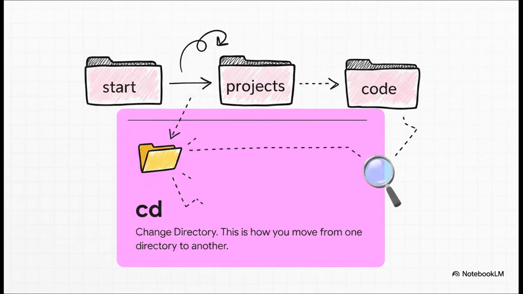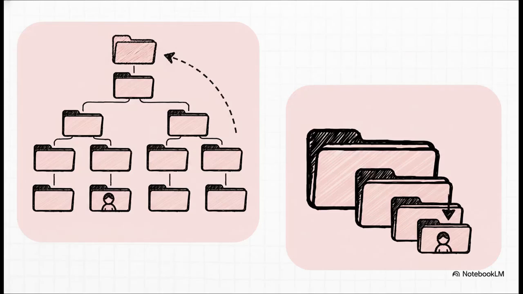Your main way of getting around is the cd command, which stands for Change Directory. It's super simple. You just type cd, then the name of the directory you want to go to, and bam, you've moved. And you're going to want to remember these two shortcuts. They're incredibly useful. To go straight to your personal home directory from anywhere, you use that little tilde symbol. And to move up one level back to the folder that contains your current one, you just use two dots. These are huge time savers, trust me.